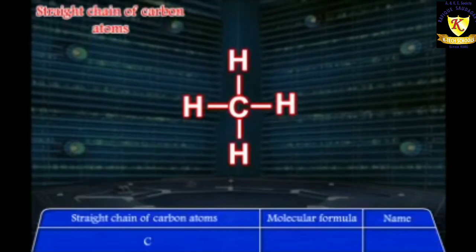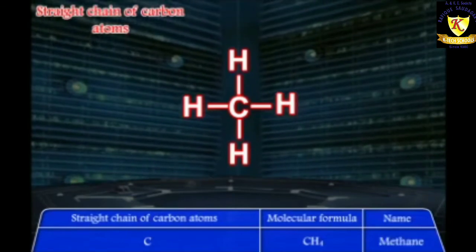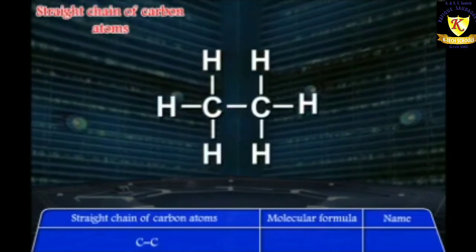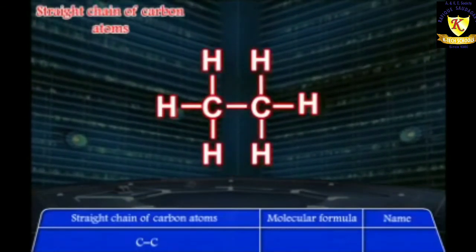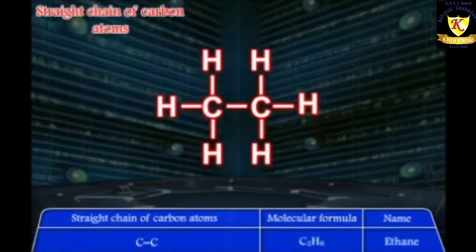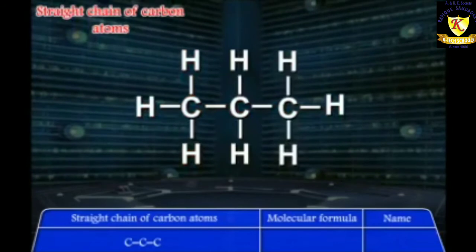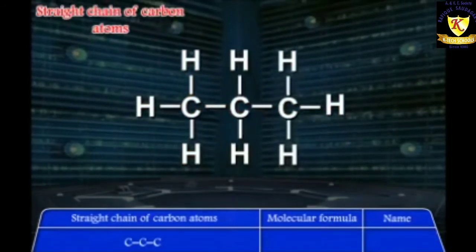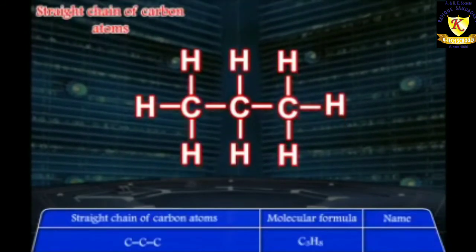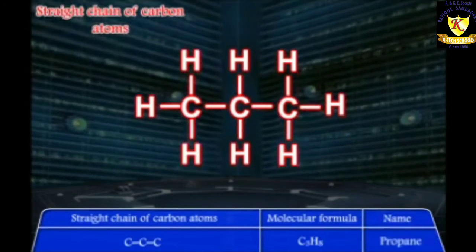Straight chain of carbon atom C. The molecular formula is CH4 and the name is methane. Straight chain of carbon atoms C bond C. Molecular formula C2H6. Name ethane. Straight chain C bond C bond C. The molecular formula is C3H8 and the name is propane.